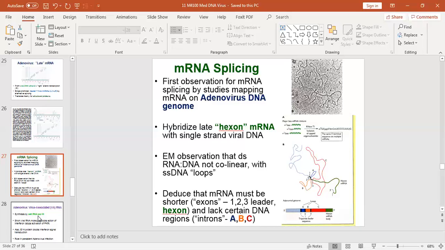So the messenger RNA is shorter because it only has exons 1, 2, 3 leader sequence and a hexon sequence, and it lacks certain DNA regions. We call them introns, A, B, C. So they found that this hexon messenger RNA hybridizes with single-stranded DNA, but it's not collinear, and it forms loops. The reason is that either the DNA is longer or the RNA is shorter. We found that the RNA is shorter because it only contains exons and it does not have introns A, B, C.